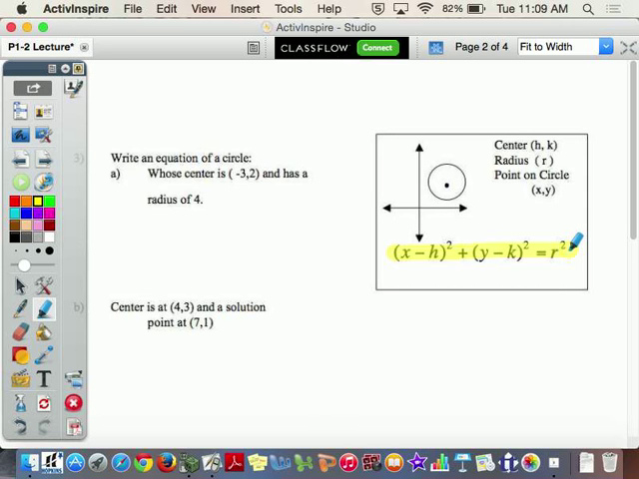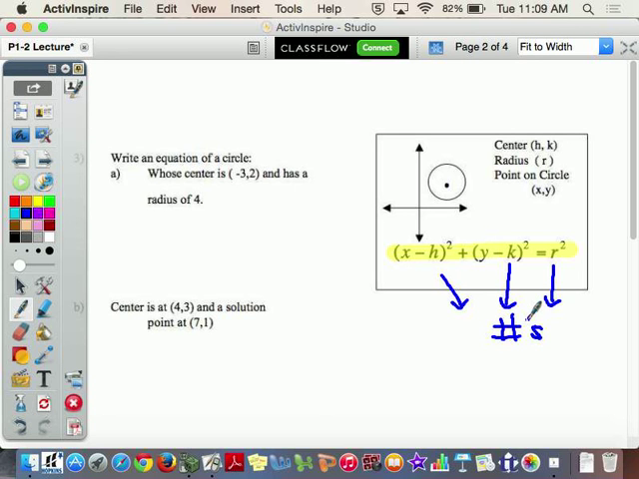What I want you to know specifically about this is there are three numbers. Everything else stays. The x and the y stay, the parentheses, all that stuff. But there are three numbers. There's an h number, there's a k number, and there's an r number. These are all numbers.